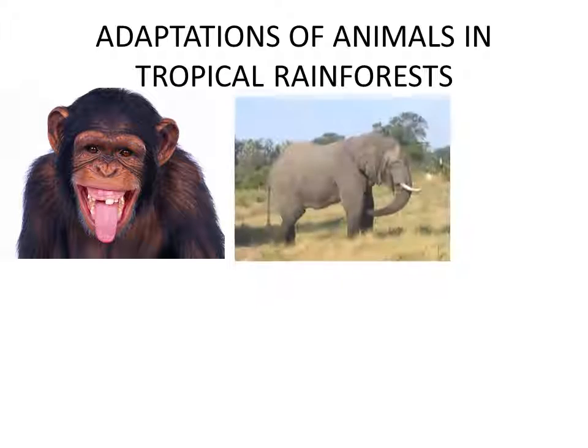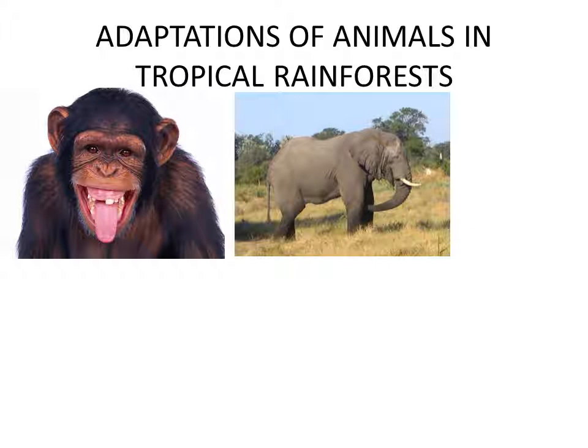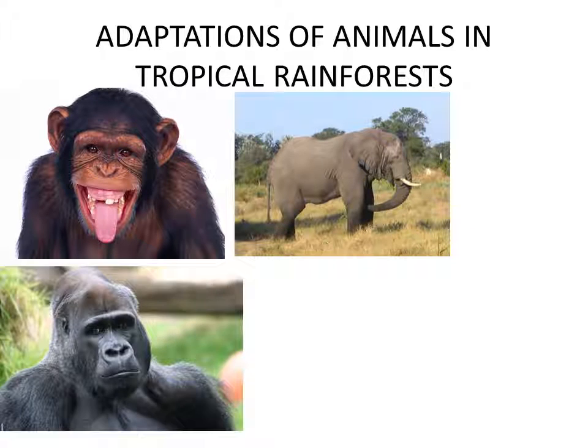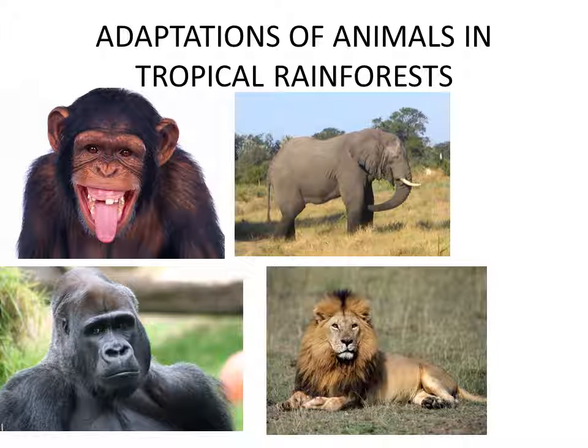Now let's learn about the features of these animals. Monkeys and apes use their arms, legs, and even their tails to swing from one tree to another. These organs are also adapted to hold and grasp branches firmly. The lion-tailed macaque is a good climber and spends a major part of its life on trees.